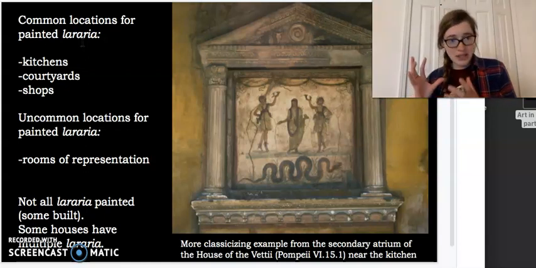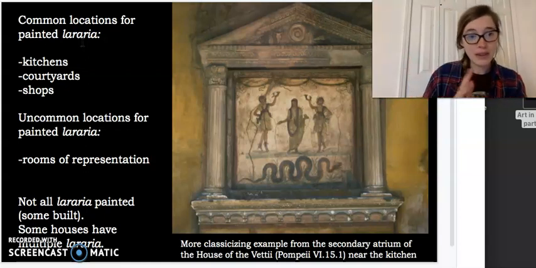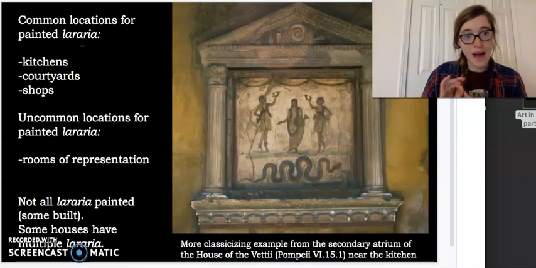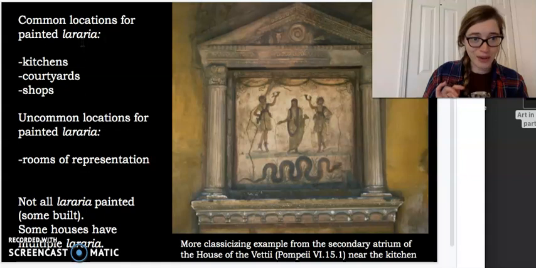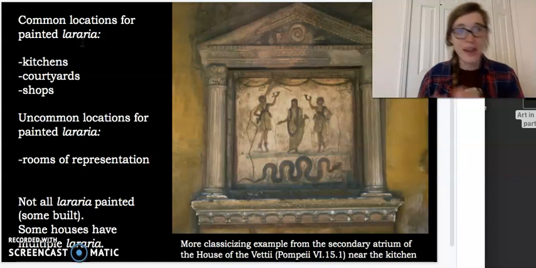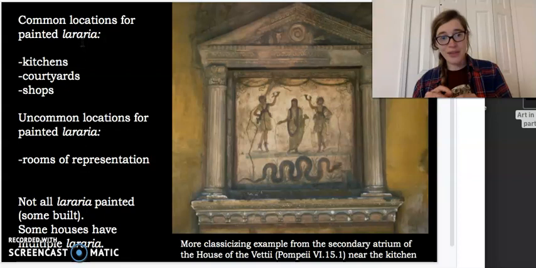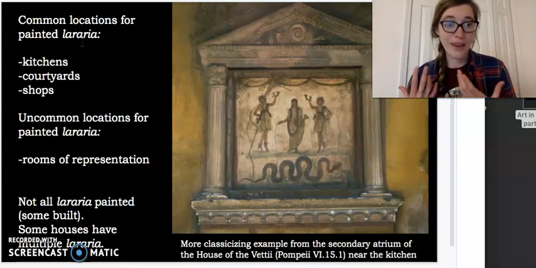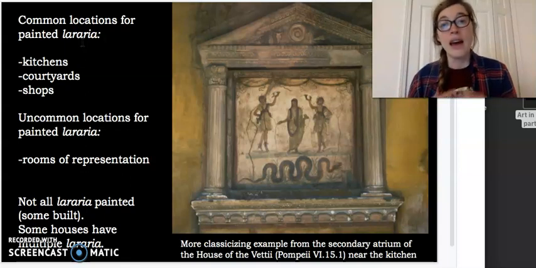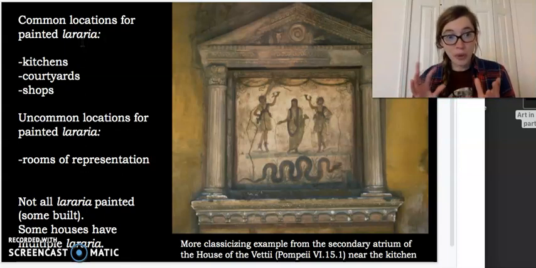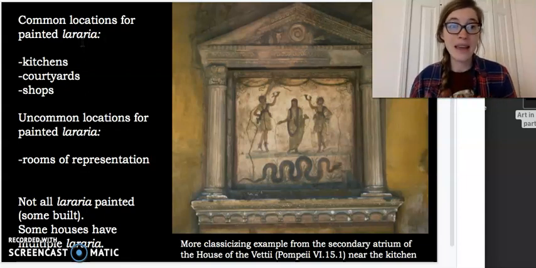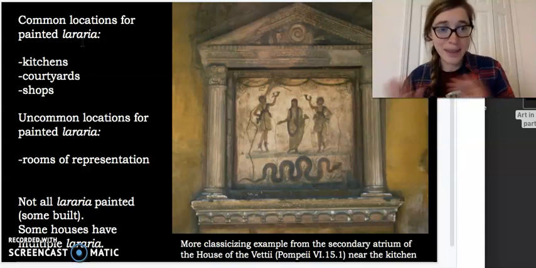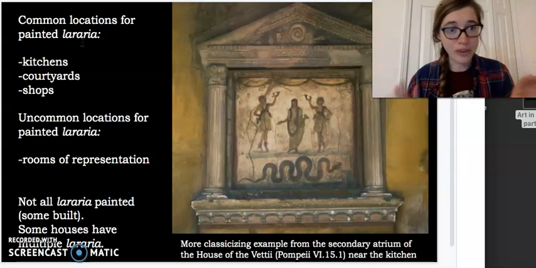This seems to imply that at least painted lararia are more often the preserve of service people and lower class members of the household, so your freedmen, your slaves, rather than cultivated directly by the paterfamilias and the central family of the household. In households where we have multiple lararia, it may even be the case that there are separate acts of devotion and separate practices of the cult for the central family and for the service people.